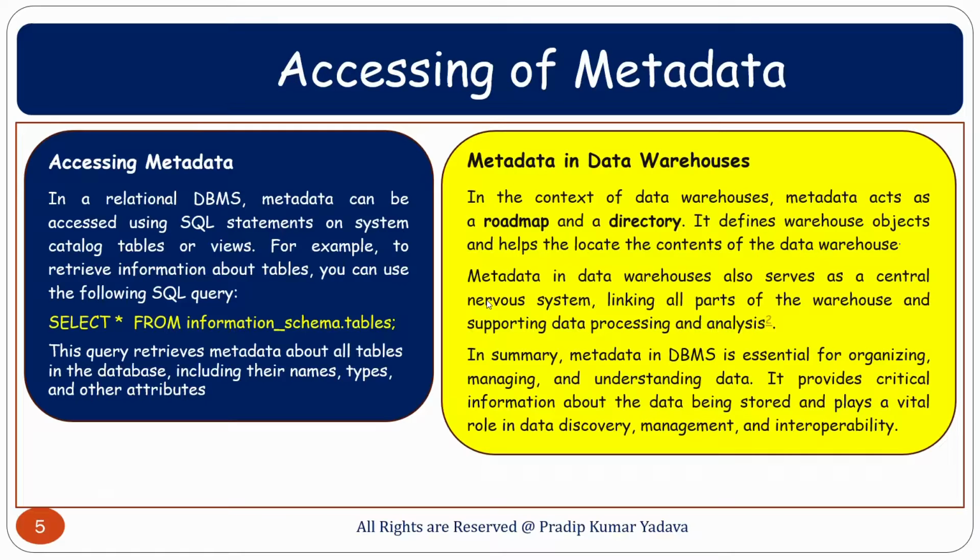Now, how can we access the metadata? There is a syntax in SQL Server, and by using that particular syntax, we can access the metadata. In a relational database management system, metadata can be accessed using SQL statements on the system catalog table or view. Here is the query: select star from information_schema.tables. This query retrieves metadata about all the tables in the database, including their name, type, and other attributes.